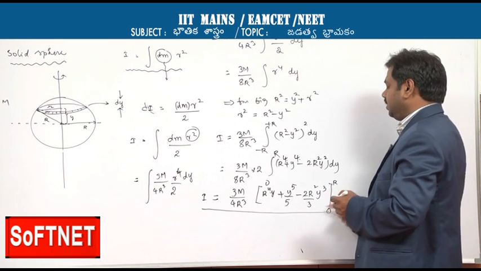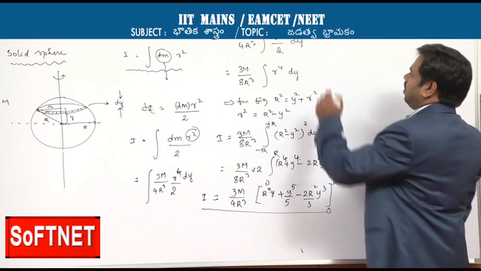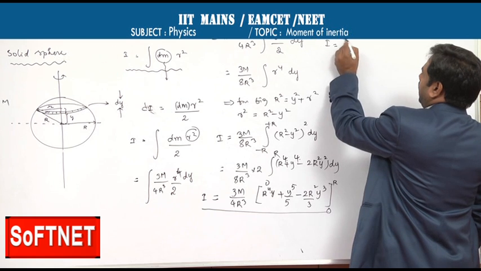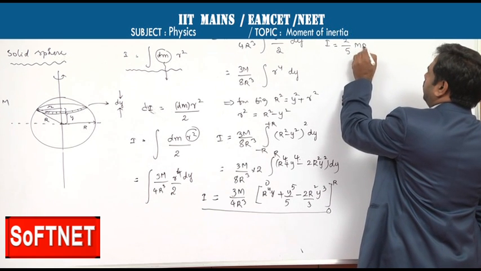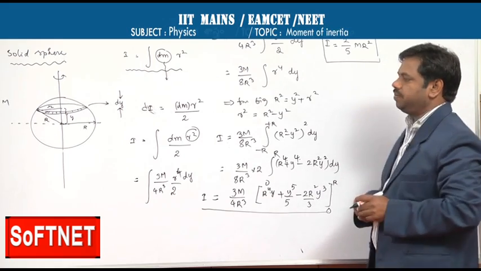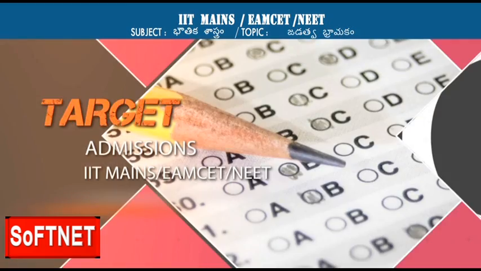Now on substituting the limits, you will get the moment of inertia of the solid sphere about the diameter as 2 by 5 mr square. This is the moment of inertia of the solid sphere about the diameter.